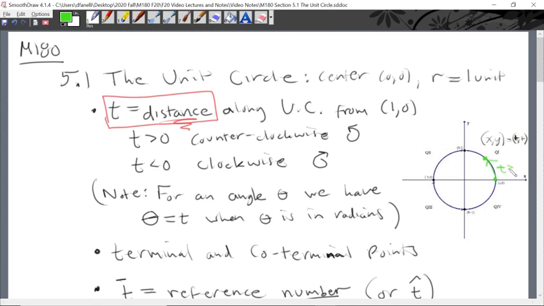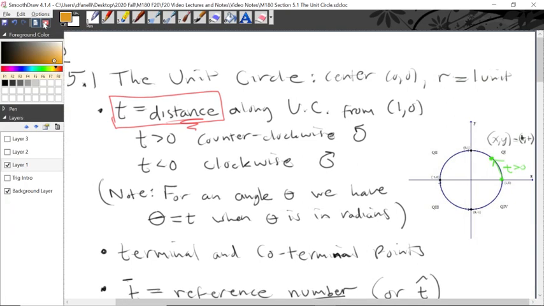So here's an example where t is greater than 0. And let's take a look at an example: how about if t is less than 0? Maybe we started at the initial point and let's say we rotate in the clockwise direction to some terminal point. Then that rotation would be defined where t is less than 0 because of the direction of travel. But again, t is the distance that we traveled along the rim of the unit circle.